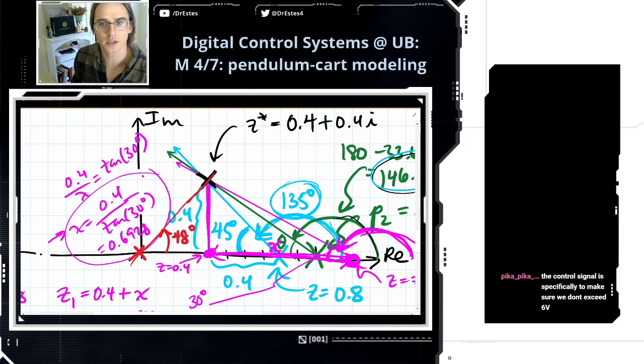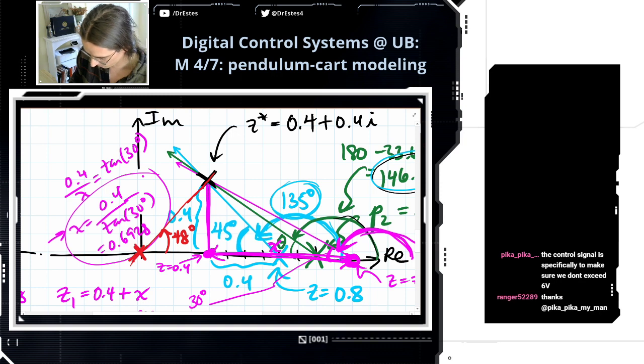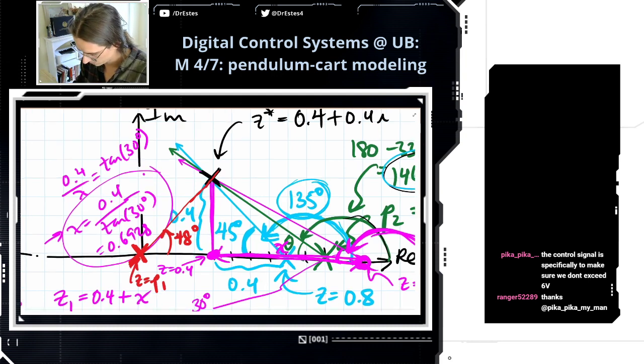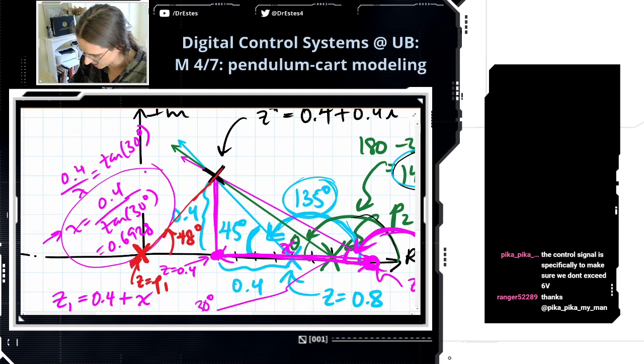So it's going to be close to 0. Z equals P1. And you can do the same thing here. I have to figure out, like, this point is Z equals 0.4, and then I just have to shift over until it makes 48 degrees, and that's going to tell me where my pole is.